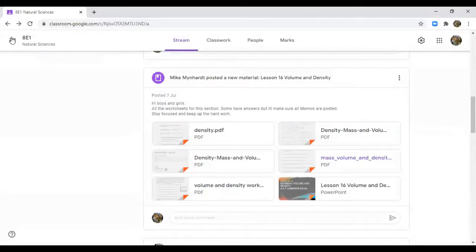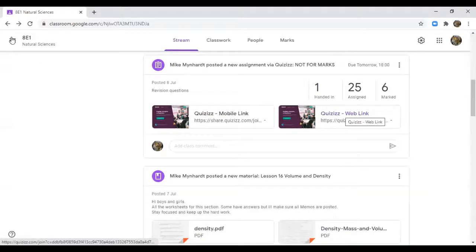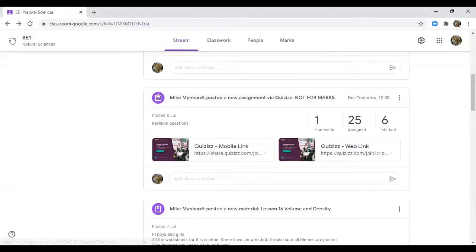So please, ladies and gentlemen, there is also a quiz. I've just scrolled up. This quiz, it says not for marks. So you're welcome to do it, but it won't count towards any marks. And it's also based on volume and density as well.